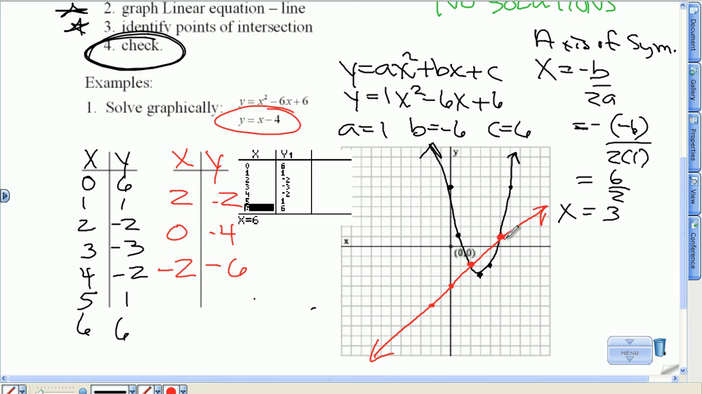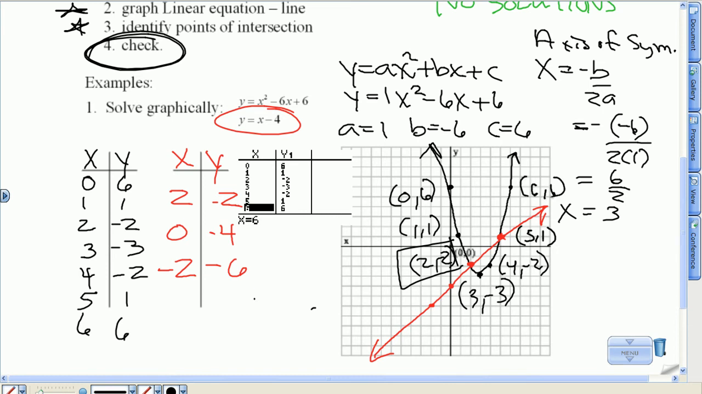I have to label all these points. So going back, 0, 6, 1, 1, 2, negative 2, which is a solution, so I'm going to box it up. 3, negative 3, 4, negative 2, 5, 1, and 6, 6. I'll put the equation of the graph on there.